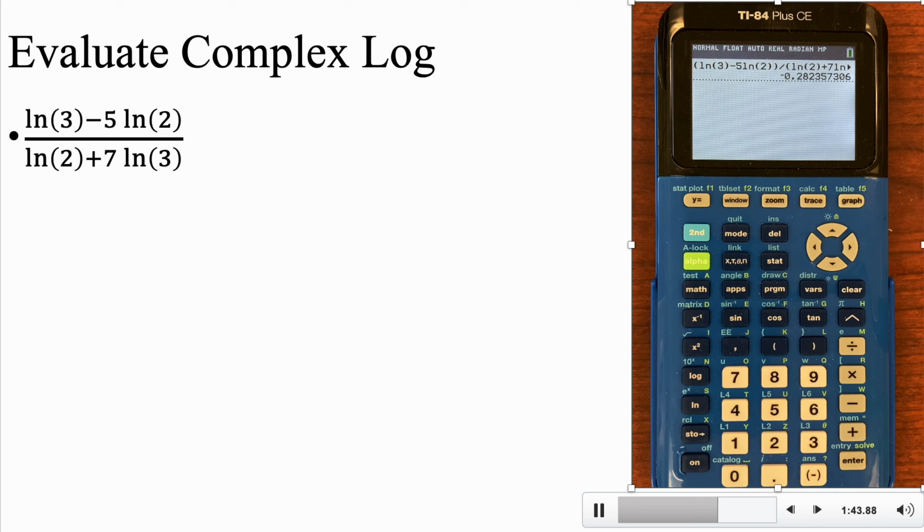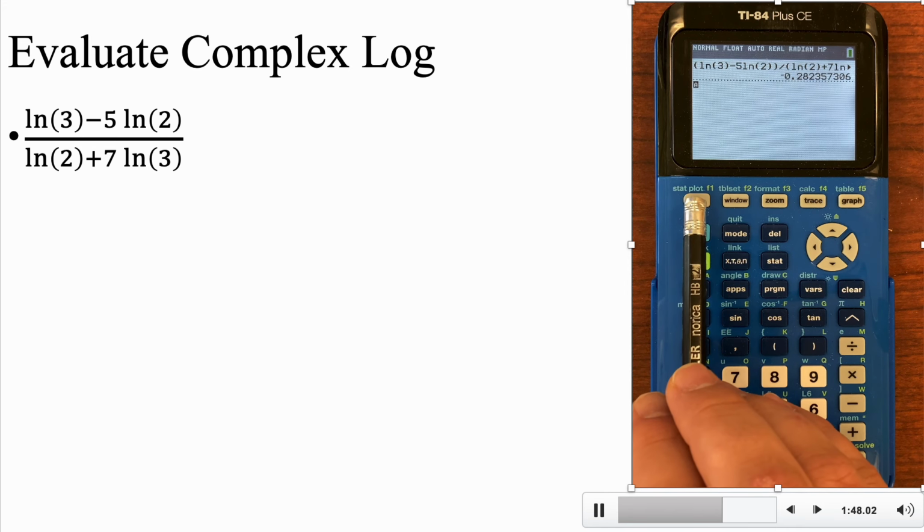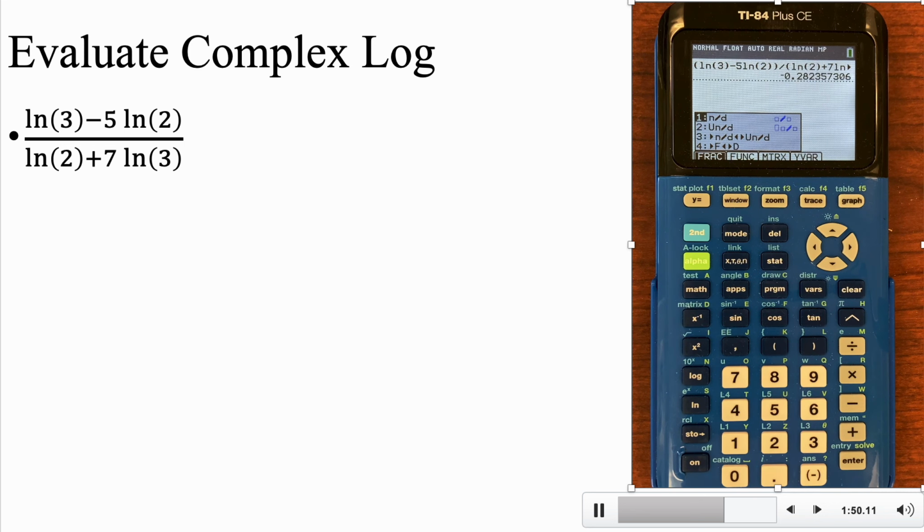So the newer 84s have this ability where if you hit alpha and then y equals, it gives you this screen right here where those look like fractions. The first fraction is just your regular fraction button. And now we can type out exactly the way it looks on that left-hand side. The numerator is ln of 3 minus 5 ln of 2. The denominator is ln of 2 plus 7 ln of 3. And I don't need to worry about bigger sets of parentheses around the top and bottoms.